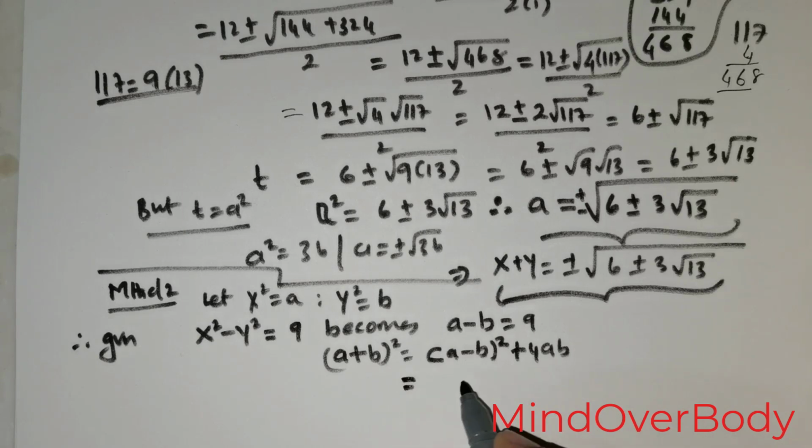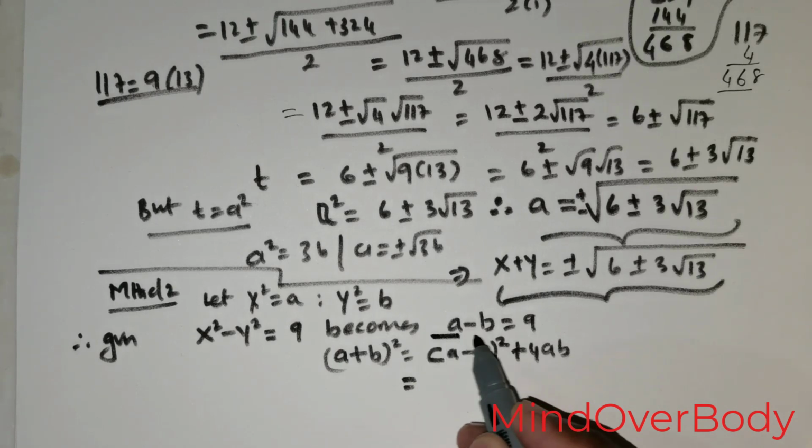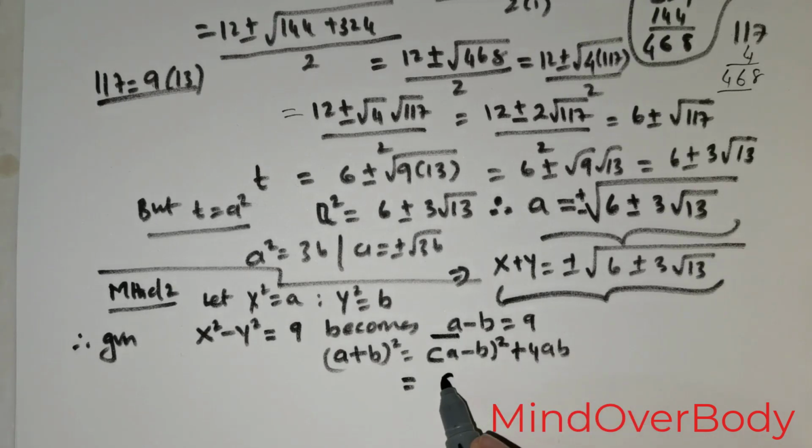That's it. So now what I want to do is place in the values of the quantities that I find here. Now clearly we have a negative b is equal to 9. So let me place that. That's going to be 9 squared positive 4 times ab.